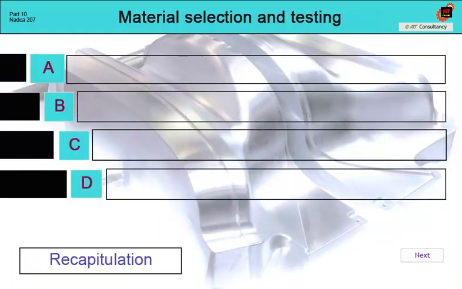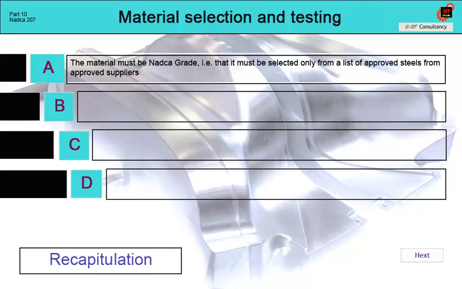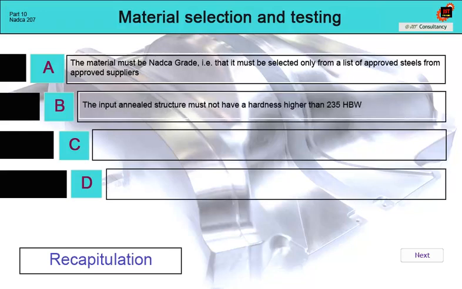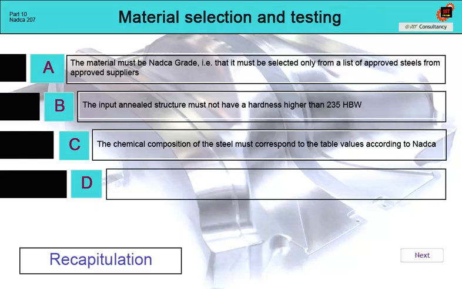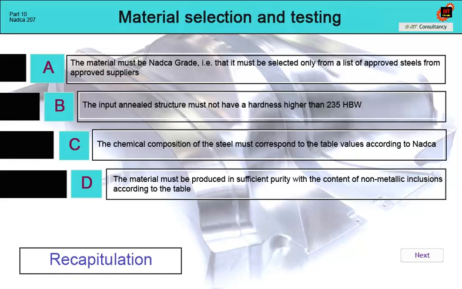Now let's recap what was said in the previous part of the training. The material must be NADCA grade, that is, it must be selected from a list of approved steels from approved suppliers. The input annealed structure must not have a hardness higher than 235 Brinell units. The chemical composition must correspond to the table values of NADCA. The material must be produced in sufficient purity, with the content of non-metallic inclusions according to the table.